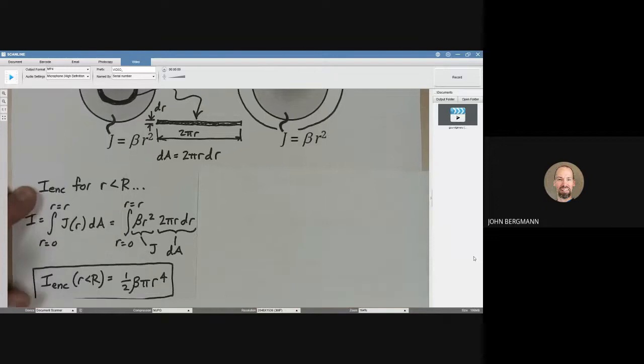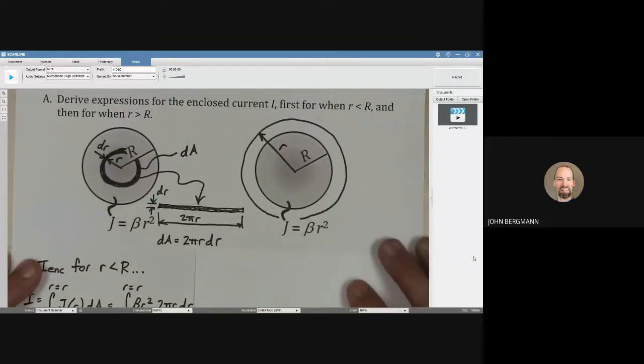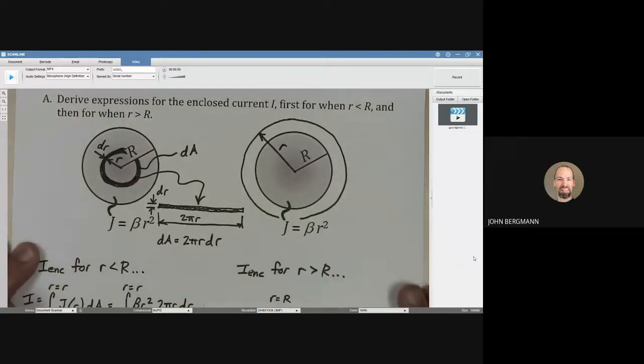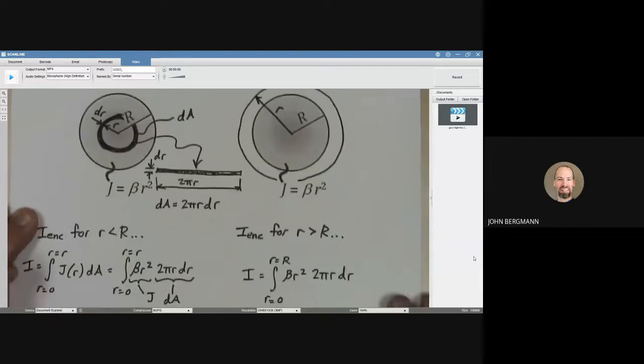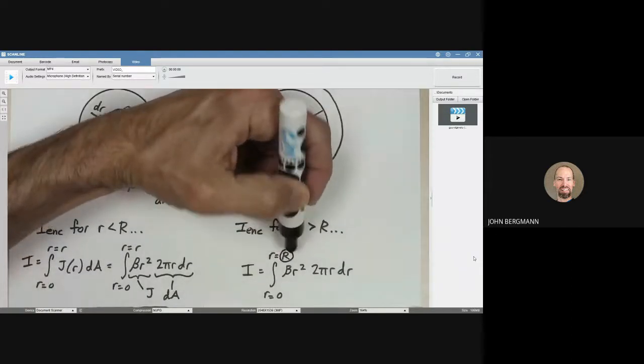Now we have to do the same thing with the case when little r is greater than big R. The only difference here is our integration limit: you see, it ends right there at big R.